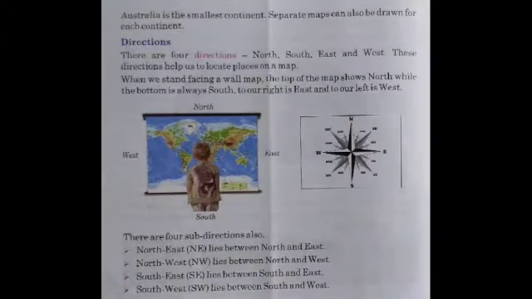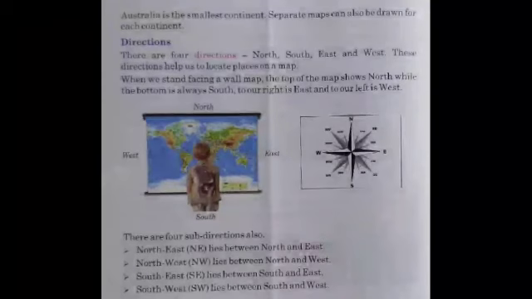Directions. There are 4 directions. You can see in this picture, when you stand facing a wall map, the top of the map shows north, okay, and the bottom is south, and to our right is east and our left is west. Okay, there are also 4 sub-directions: northeast, northwest, southeast, and southwest.